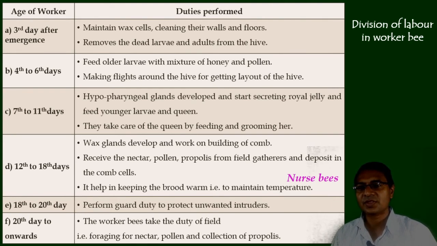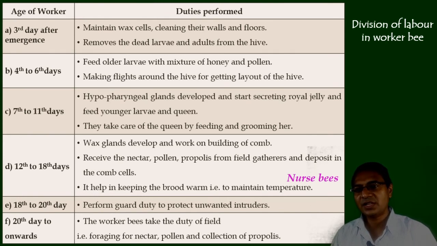In the next week, up to the 12 to 18 days, the wax glands are well developed and work on the building of the comb also. They receive the nectar, pollen, and propolis from the field gatherers or the foragers and deposit it in the comb cells.